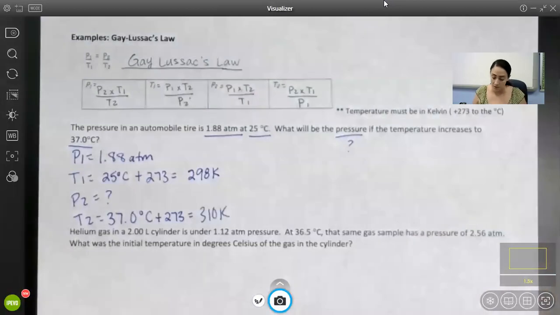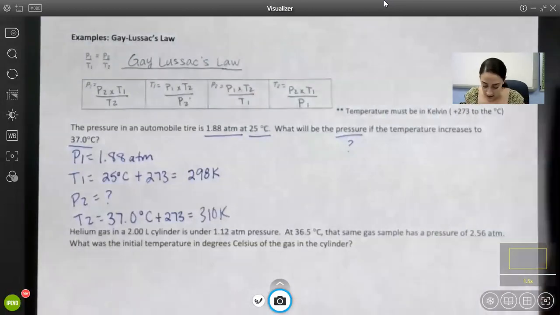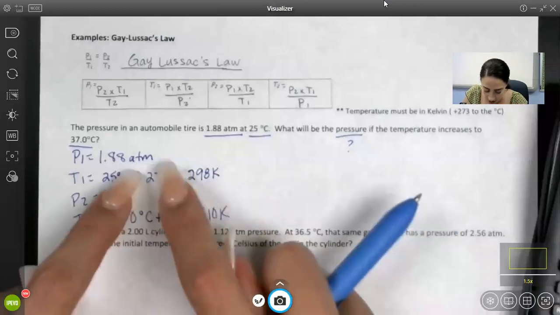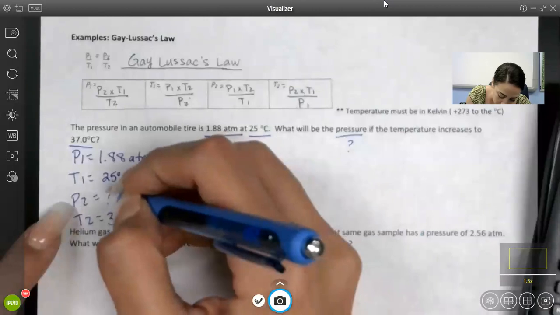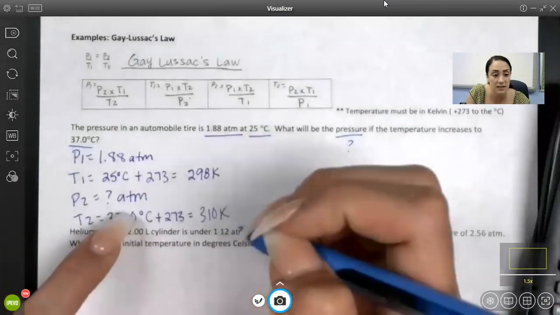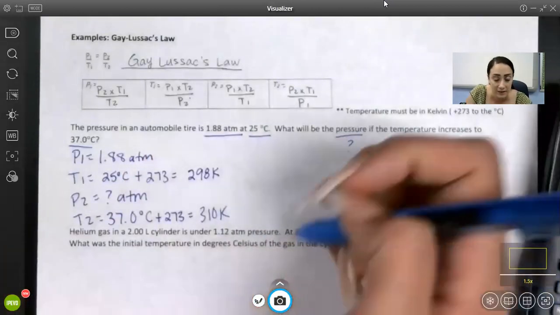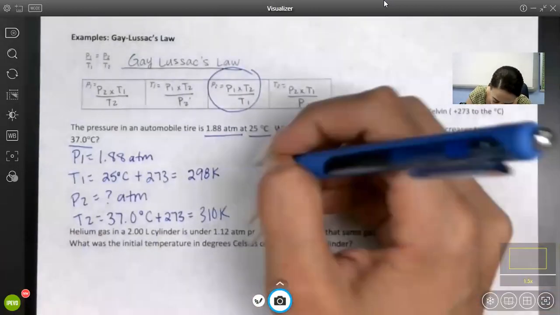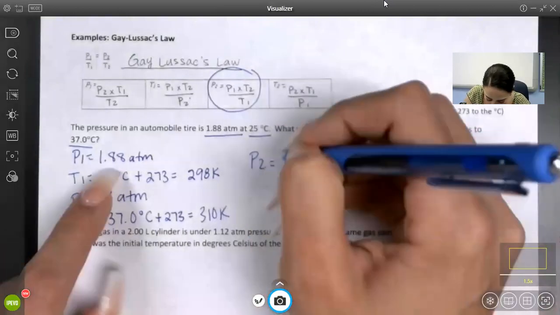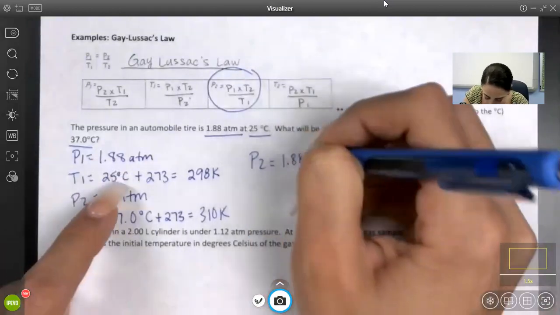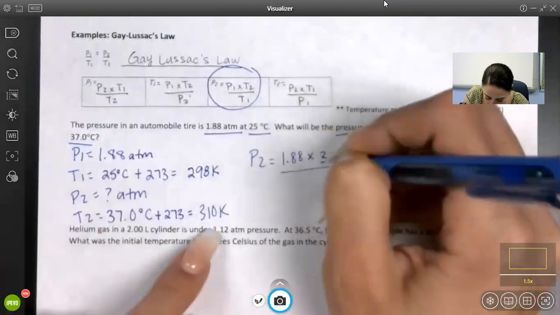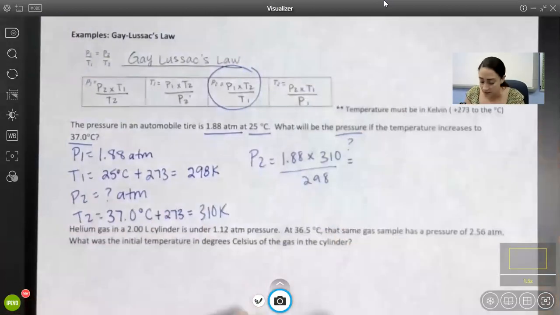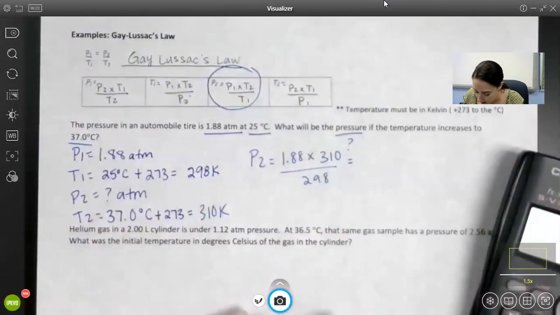Now make sure that your units are good. We changed temperature to Kelvin and pressure is in atm, so when you solve, this pressure is also going to be in atm. Since we're solving for P2, we're going to use this equation: P2 is equal to P1 times T2 divided by T1. Go ahead and plug that into the calculator and solve.